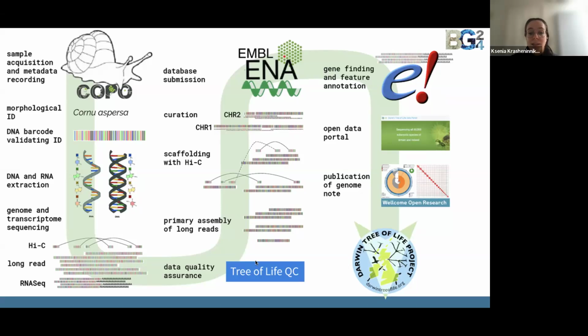Once the draft assembly is good enough, it goes through the decontamination process and is further handed over to manual curation. After curation, the genome is released in the public databases, but the work doesn't end here. The genes are annotated using RNA-seq data at this stage, and lastly, a short article describing the assembly is released.